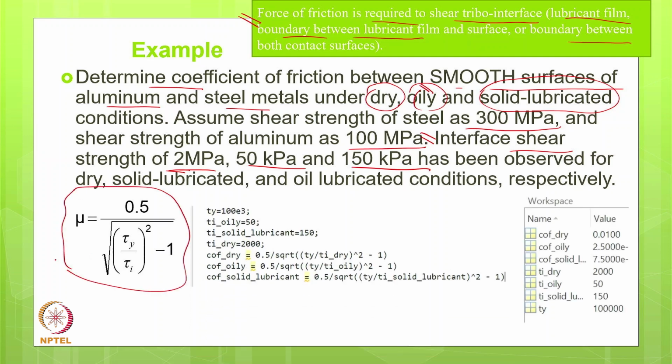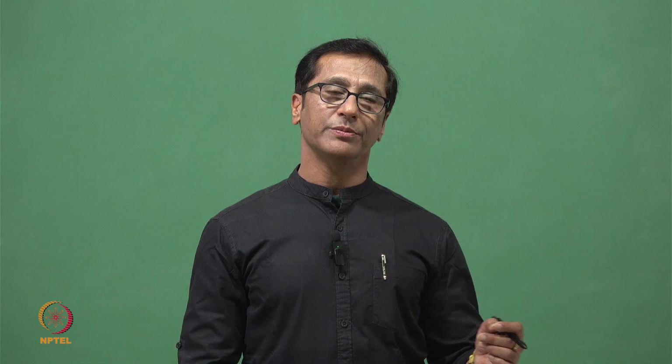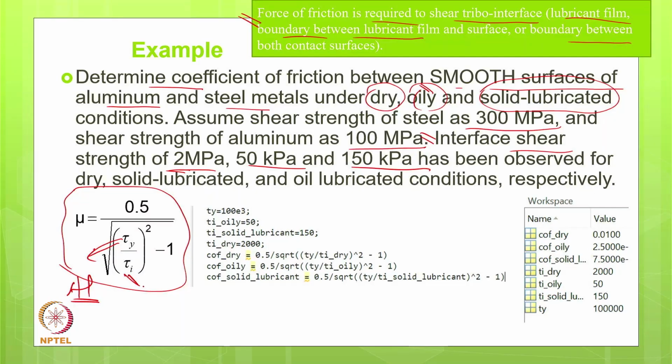Here we are taking the tau y for aluminum, that's what I mentioned. We are not taking it for steel, the reason being we need to compare with a softer material. That is more important. Don't commit the mistake of taking a harder material. And this tau i is being given in one case as 2 megapascal, in the other case 50 kilopascal, and in the third case 150 kilopascal. So I can write a simple MATLAB code for this purpose. That's why I've written here.